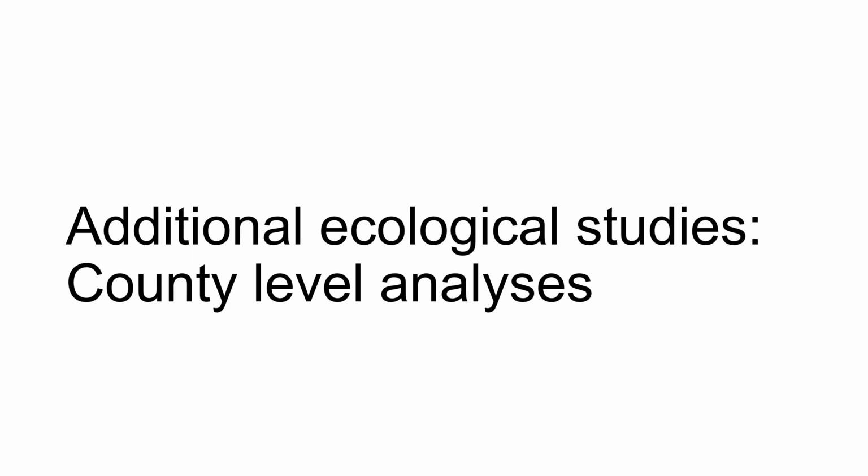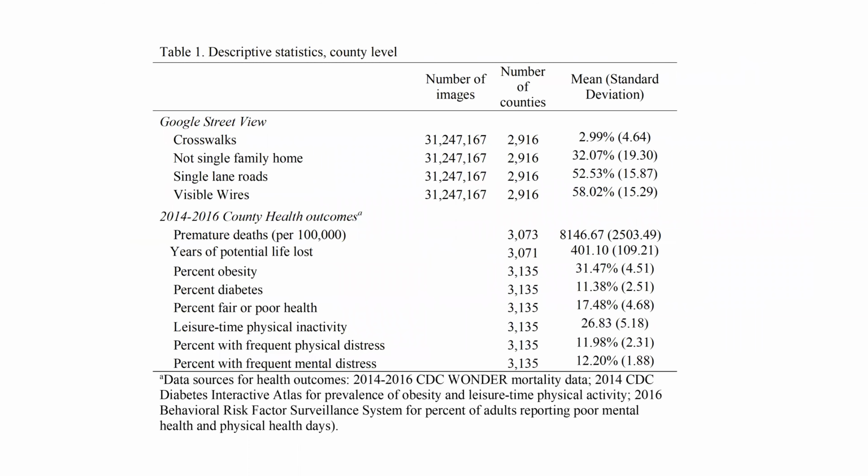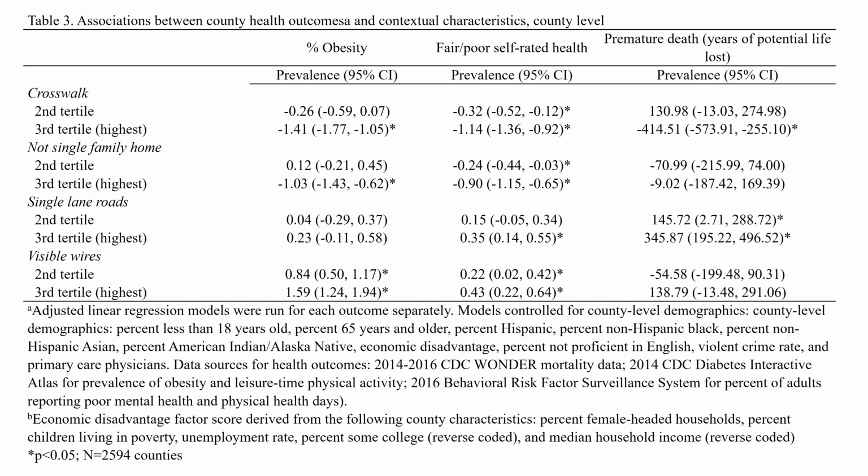So I'm going to next go through some additional analyses with the new indicators that we have, and this is using 31 million images. We looked at a variety of health outcomes, including premature mortality and mental and physical distress. We see that crosswalks is generally good for our health, associated with lower obesity, lower very poor self-rated health, and lower premature mortality. Non-single family home is also beneficial.